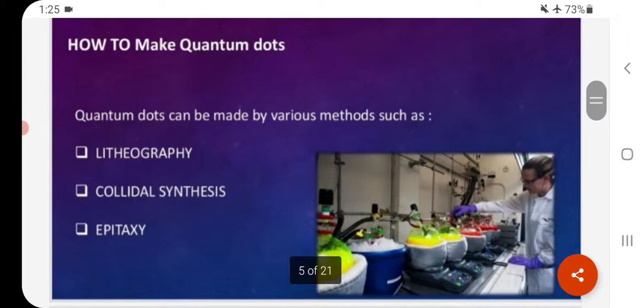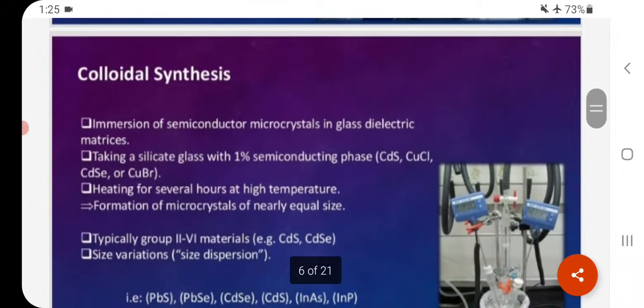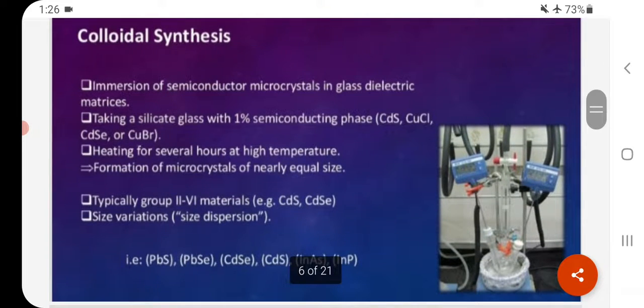How to make quantum dots? Quantum dots can be made by various methods such as lithography, colloidal synthesis, and epitaxy. First, colloidal synthesis: immersion of semiconductor microcrystals in glass dielectric matrices, taking a silicate glass with 1% semiconducting phase. Heating for several hours at high temperature, then formation of microcrystals of nearly equal size. Typically group 2 and group 6 materials. Size variations.